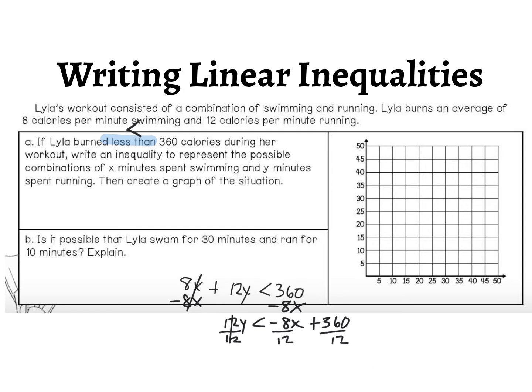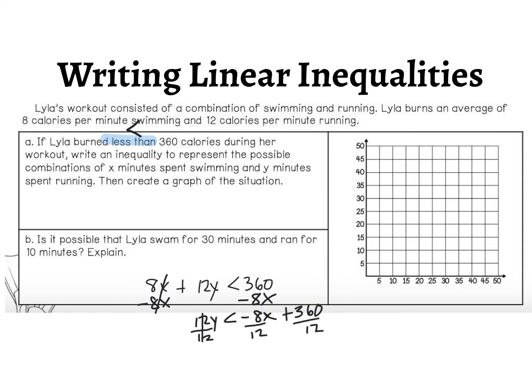I have y is less than negative 8 over 12. They're both divisible by 4. 8 divided by 4 is 2. And 12 divided by 4 is 3. And then 360 divided by 12 should be 30.